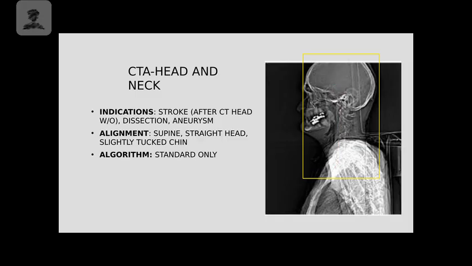Alignment, very similar to just a regular neck. We want to make sure that the patient is supine. We just try to make sure that their head is straight. You can kind of tuck the chin just a little bit. If you want to align like you would for a head, that's fine too. It's not going to make that big of a difference. Since we're using contrast, in order to see that contrast flow very well, we are going to use a standard algorithm. It's going to make those arteries very bright white, and so that's what our focus is. If we want to change things up, we could look at things in a different window, but typically we'll use that standard soft tissue window.